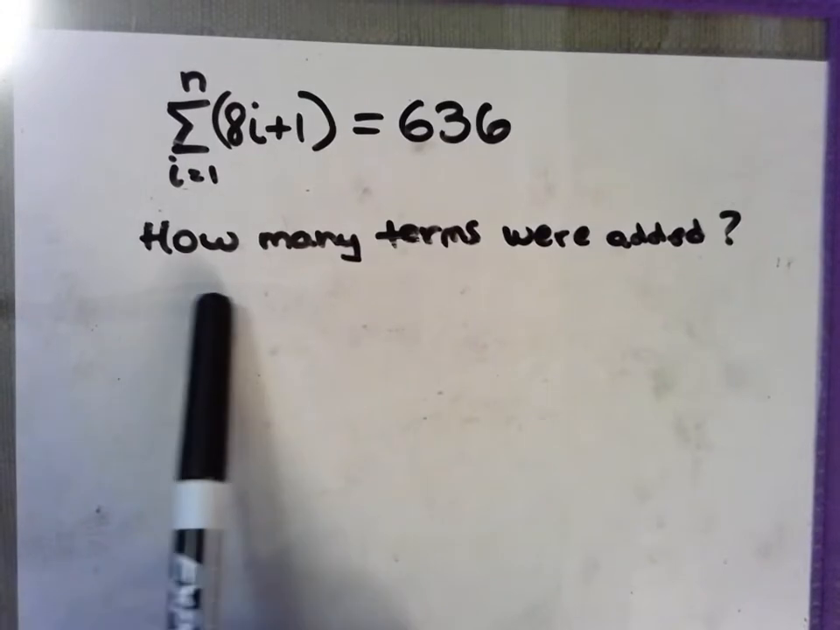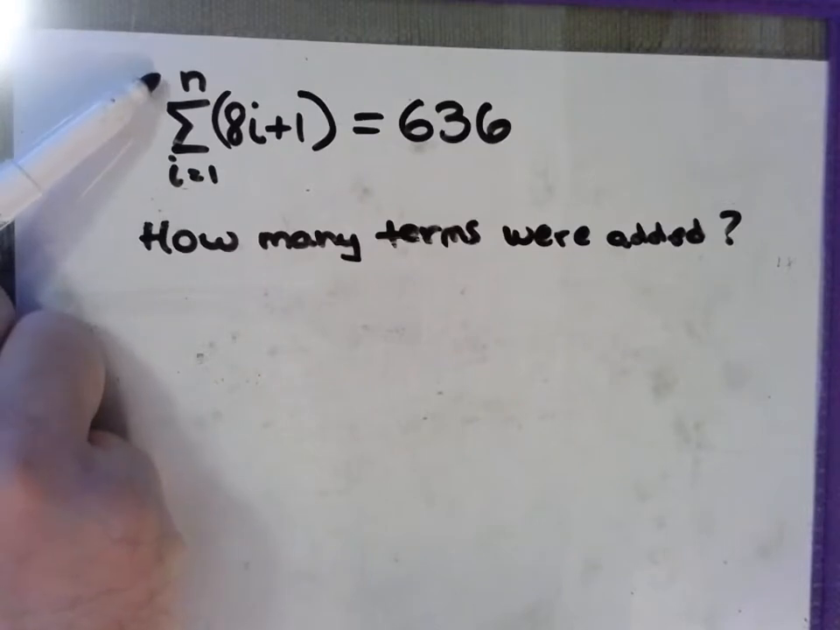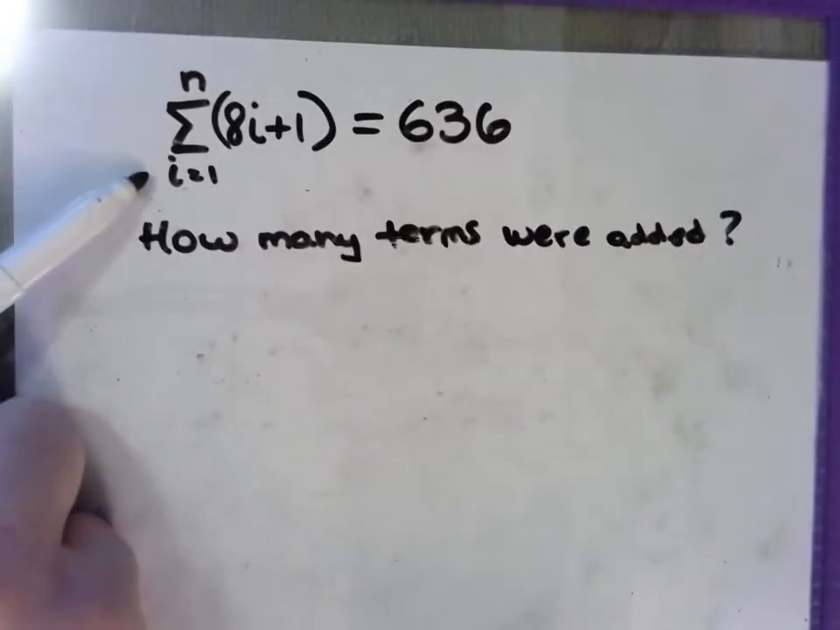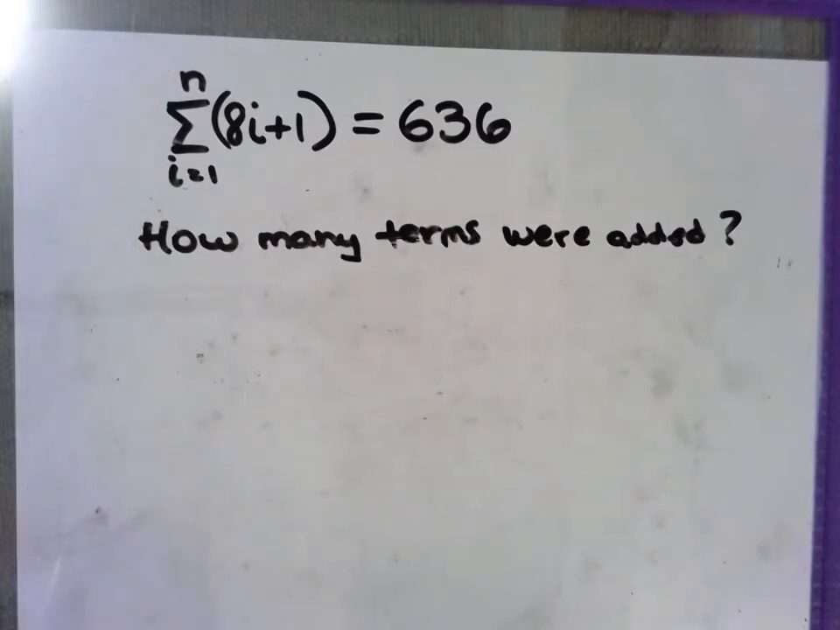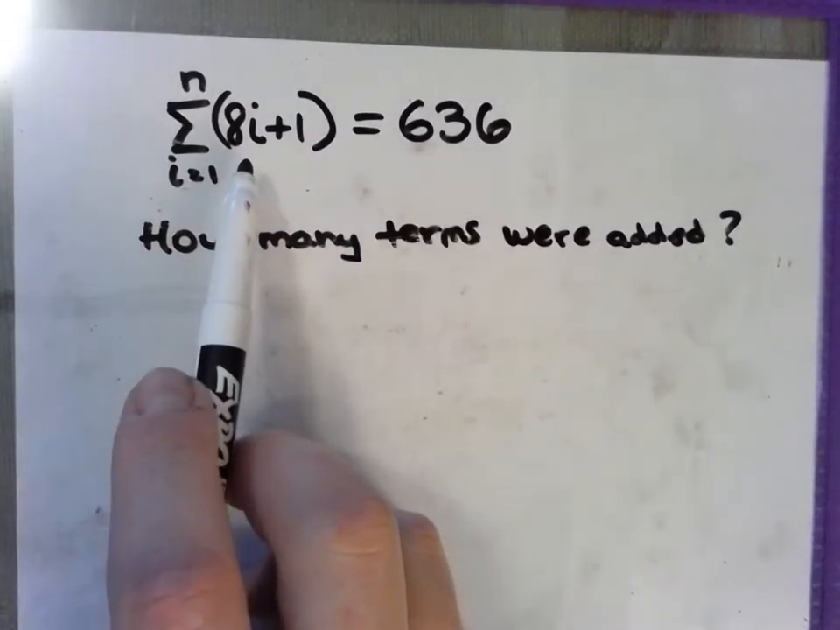It then asks us how many terms were added. We don't know how many terms there are. We would be able to tell if this were a number. If this were a number like 17, we would take 17 minus 1 and add 1 back, and there would be 17 terms. So we need to find the value of n. In order to do this, we have to first determine if this is an arithmetic or a geometric series. Based on the formula alone, it looks like an arithmetic series with a common difference of 8.